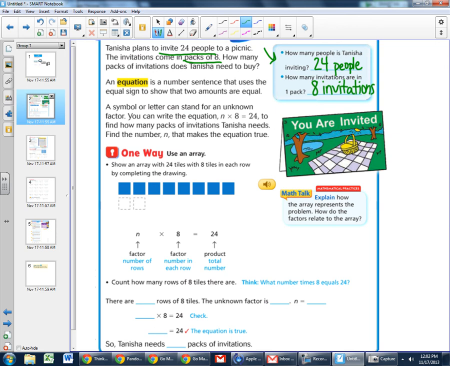An equation is a number sentence that uses the equal sign to show that two amounts are equal. So remember that equation means equal. Okay? So it's going to have something equaling. A symbol or a letter can stand for an unknown factor. You can write the equation n times 8 equals 24 to find out how many packs of invitations Tanisha needs. Find the number n that makes the equation true.